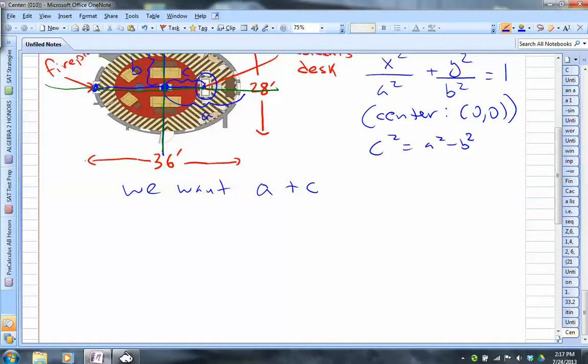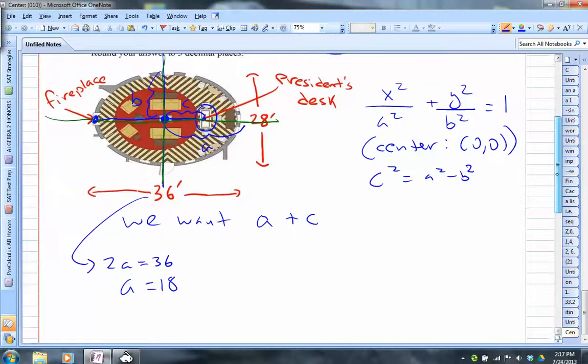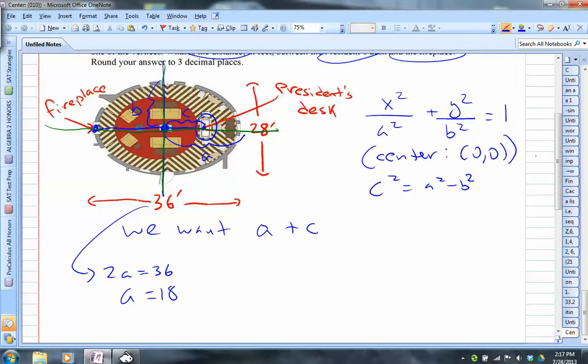So we know that the width is 36 feet. That means that 2a equals 36. Again, a is the distance from the center to either horizontal endpoint. So therefore, a would have to be 18. And that's actually what we call the major axis, since it's longer than 28. This we call the minor axis, and that's represented by 2b, because b is the distance from the center to either vertical endpoint of the ellipse. So 2b equals 28 feet, so b equals 14.